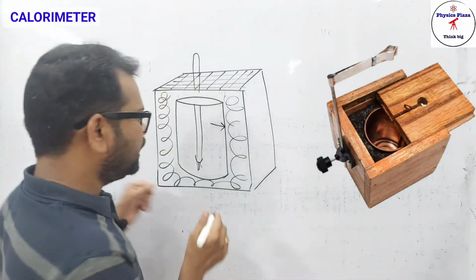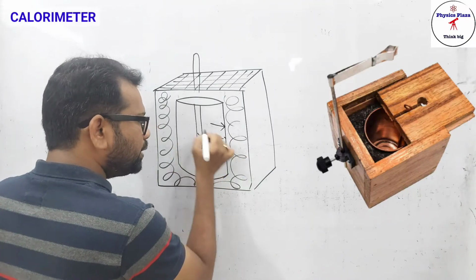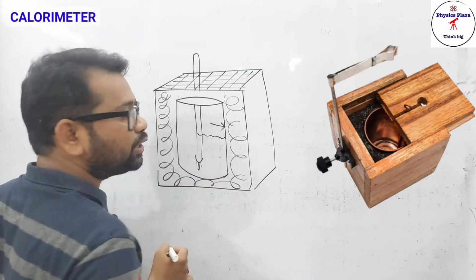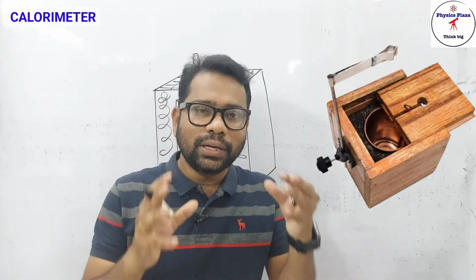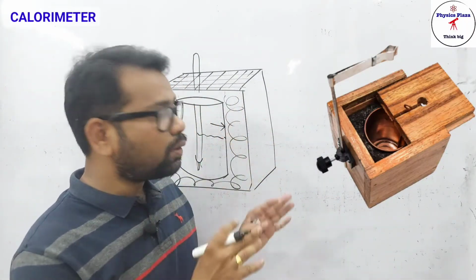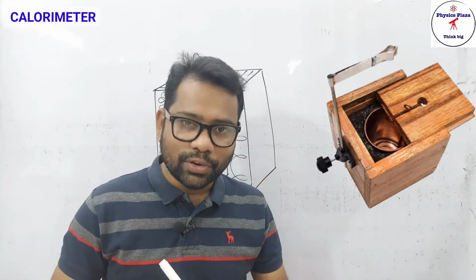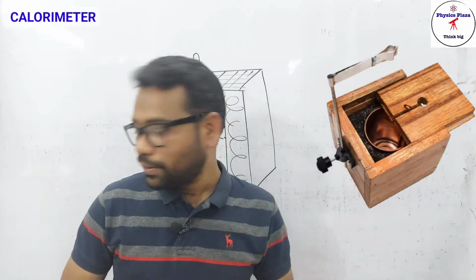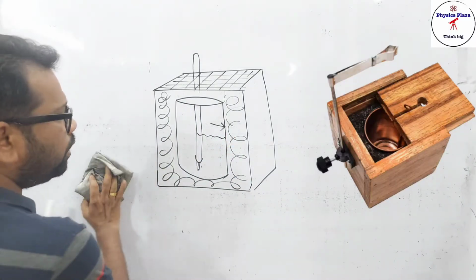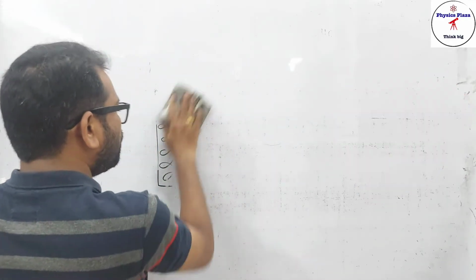Then what happens? If heat tries to escape in the form of radiation, it gets reflected. Means multiple reflections will take place inside it. In such a manner, what happened? The heat is trapped. So this is how we can minimize the heat loss due to conduction, convection and radiation. Clear? Fine, children. Now we discussed the change of state.